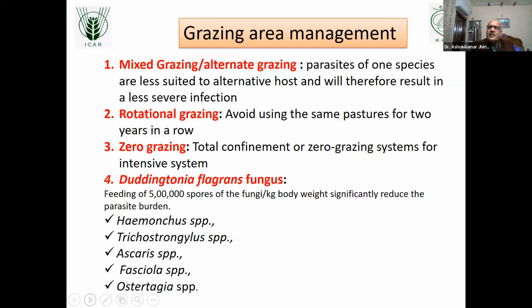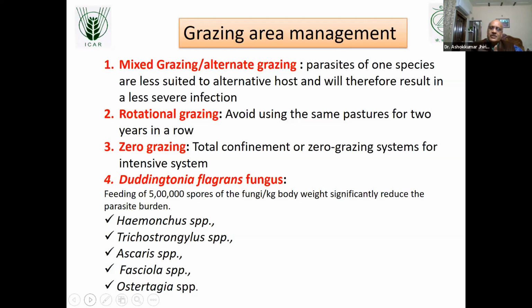Besides this, one approach also being practiced is certain nematophagous fungi, for example D. flagrans, which is also being researched very extensively. It has been observed that when these spores are fed to the animals, they grow over the parasites and kill them, reducing the burden of parasites inside the animal.